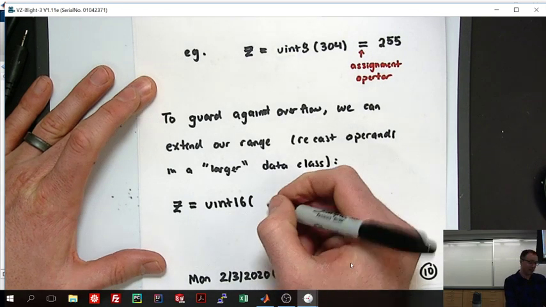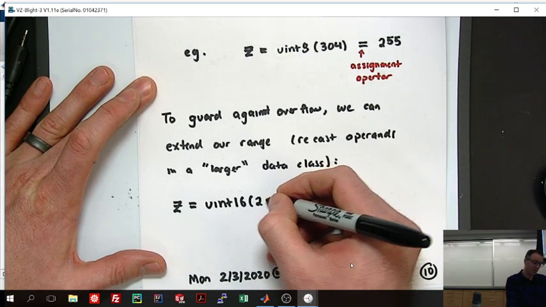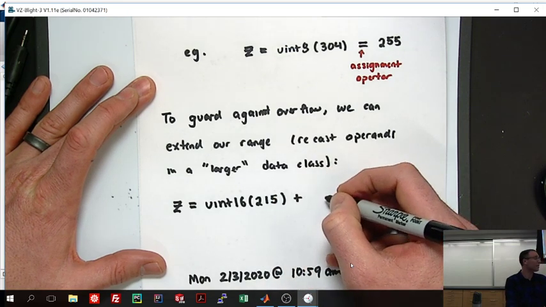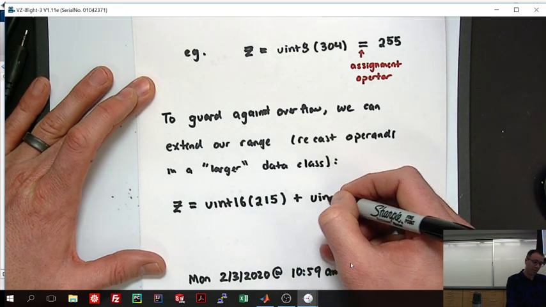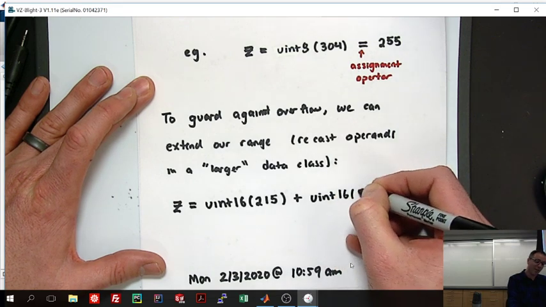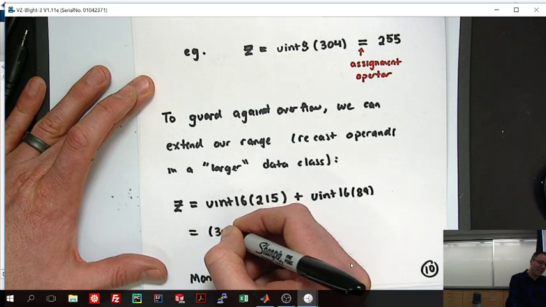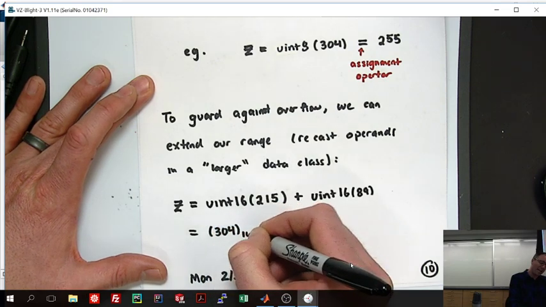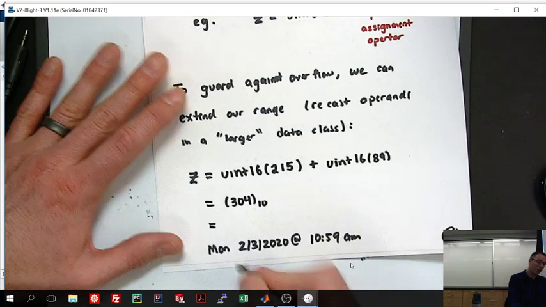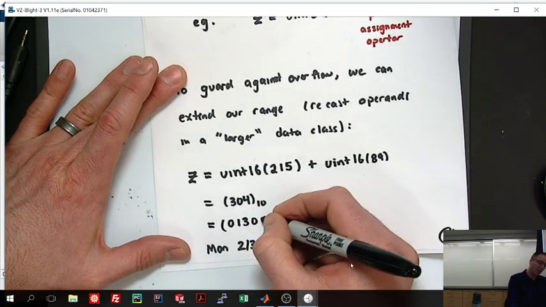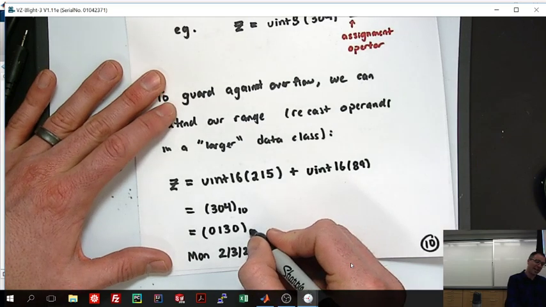uint16 of 215 plus uint16 of 89, and then the claim is that the output will indeed get 304 in base 10, which we just said in hexadecimal was going to be 0130. Let's go ahead and write that out in hexadecimal.